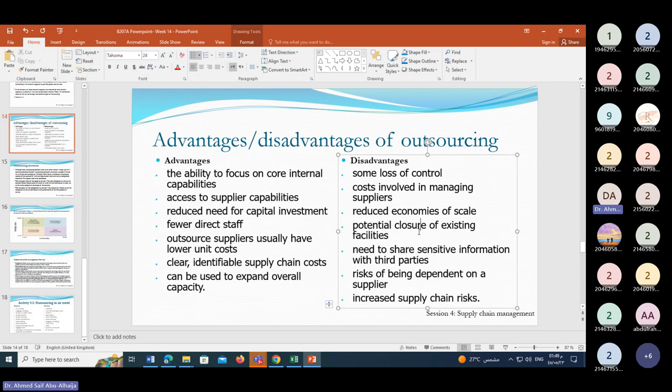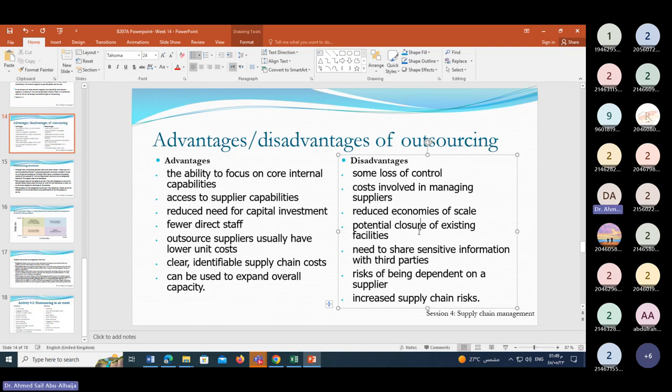Sometimes it is right. The idea that you are dependent on other companies, it's a risk for sure. So what to do? Dr. Ahmed, you said this is important, and now you are saying this is dangerous.